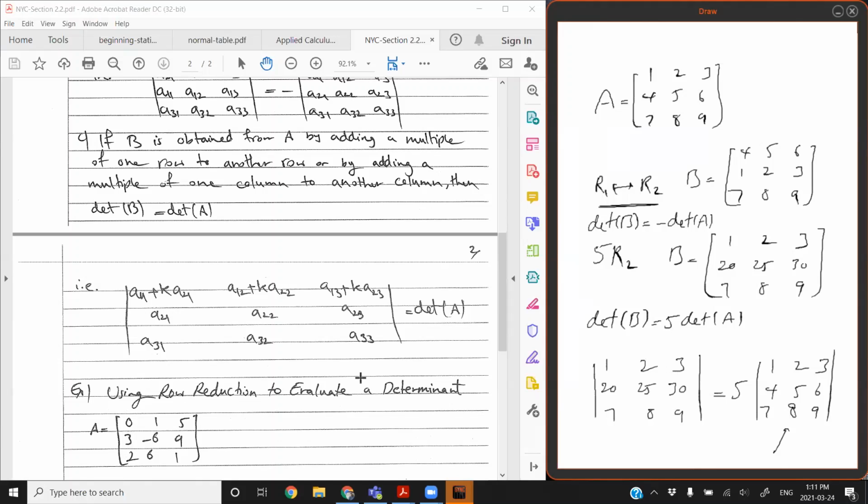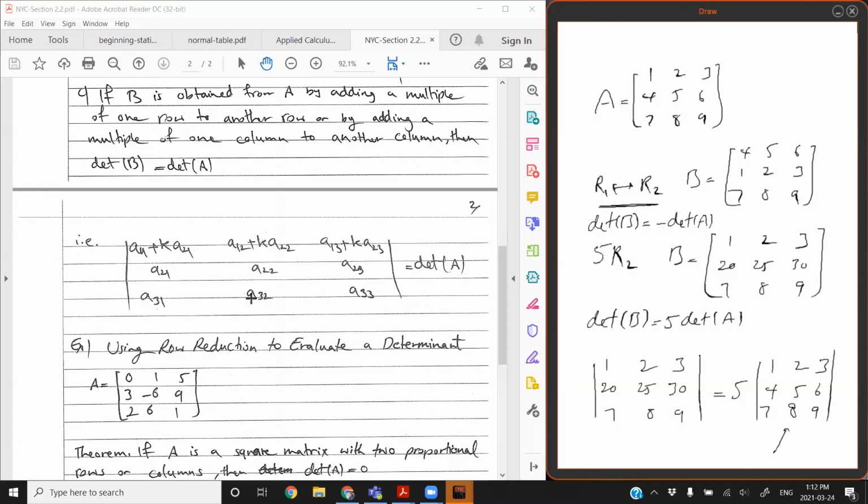The third row operation that you can perform is a pivot, which is if you're adding a multiple of one row to another row. And the good thing about that is that the determinant does not change. So if B is obtained from A by adding a multiple of one row to another row, the same thing is true for a column. If you're adding a multiple of one column to another column, then the two determinants are going to be the same.